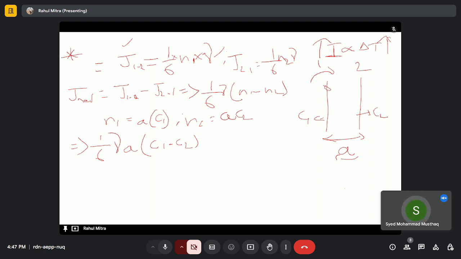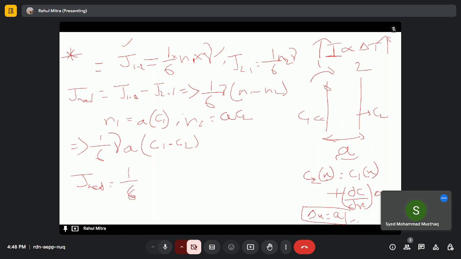So if C1 and C2 are the concentrations at 1 and 2, and let's write it in terms of a Taylor expansion, then C2 will be C1 plus, let's write it more mathematically, C2 of X equals C1 of X plus dou C by dou X times del X. We know that del X goes to A. So net flux will be 1 by 6 times frequency times A, which is C1 minus C2.